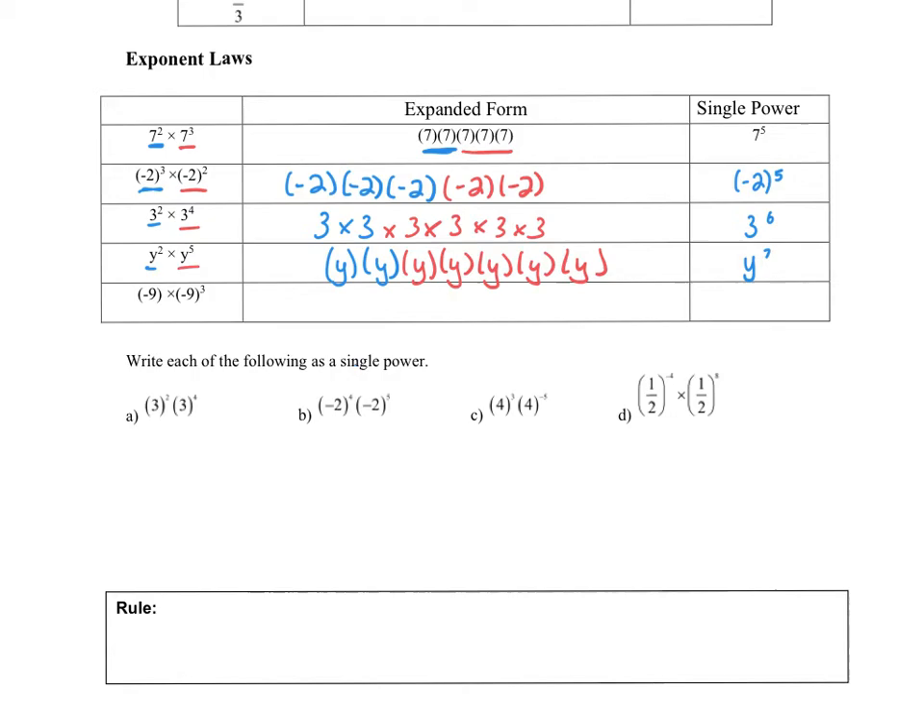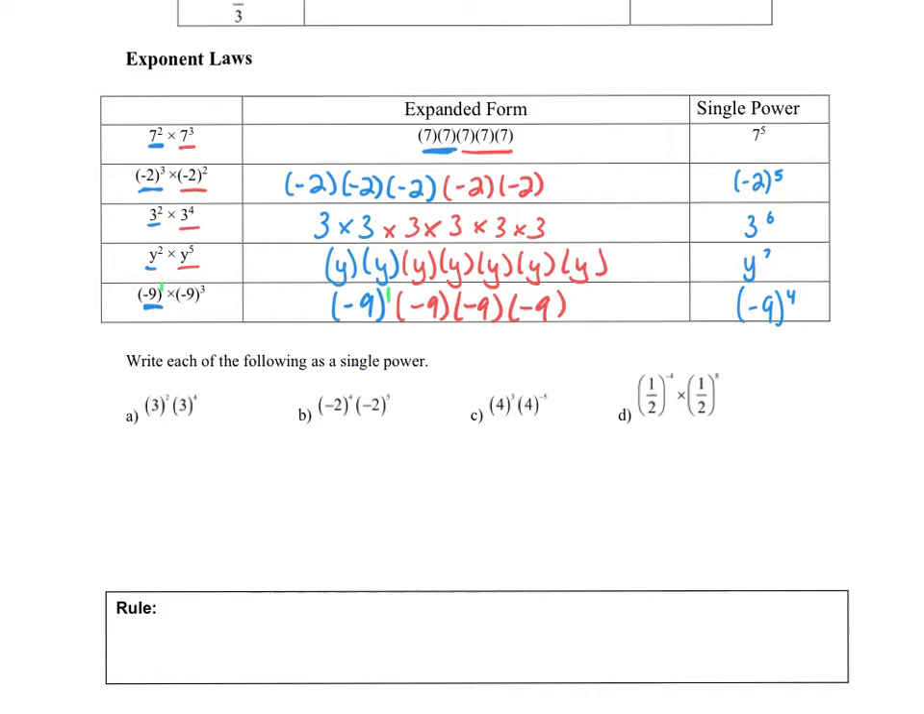In the final example here, we have negative 9 times negative 9 cubed. So negative 9 times negative 9 times negative 9 times negative 9. So our base is negative 9, and we are multiplying negative 9 4 times. So just notice that this negative 9 here has an exponent of 1. When we don't see an exponent, there really is an exponent of 1 there. We just don't write it when it's 1.